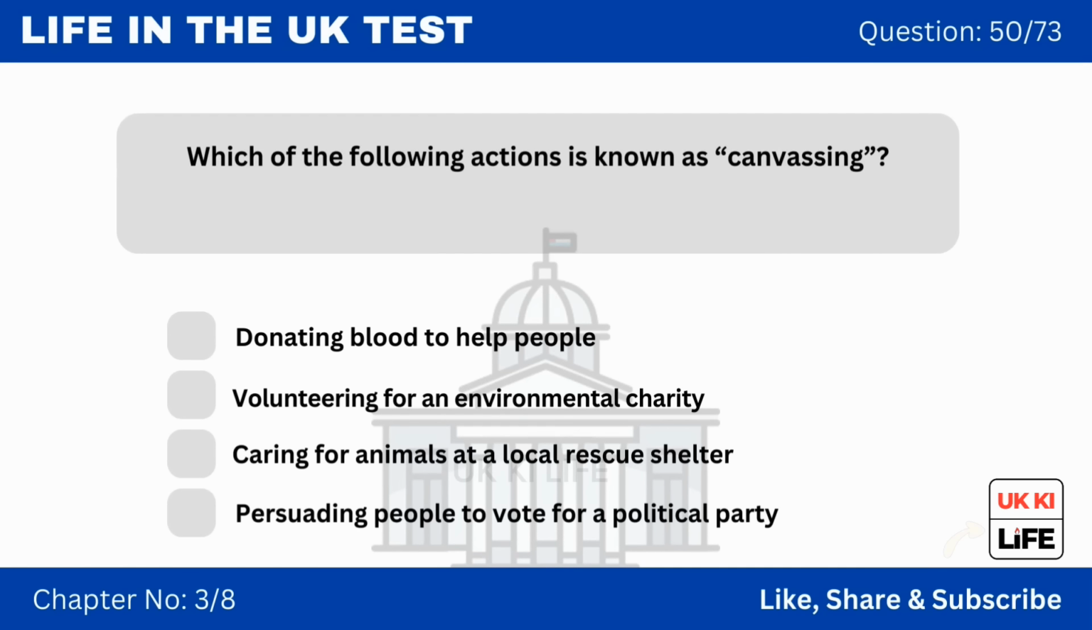Question 50. Which of the following actions is known as canvassing? Donating blood to help people. Volunteering for an environmental charity. Caring for animals at a local rescue shelter. Persuading people to vote for a political party.